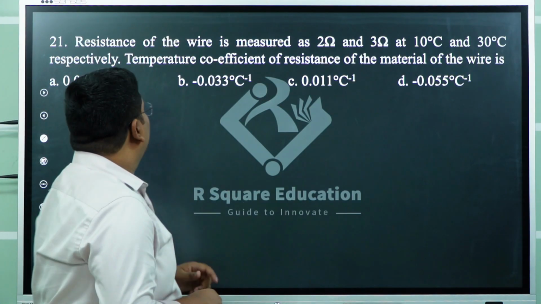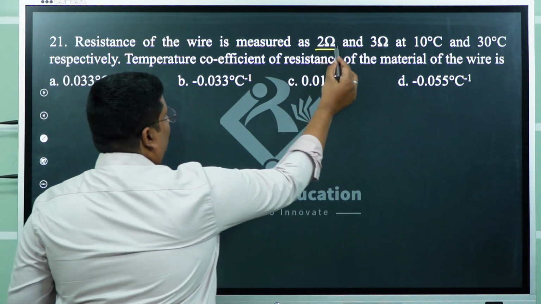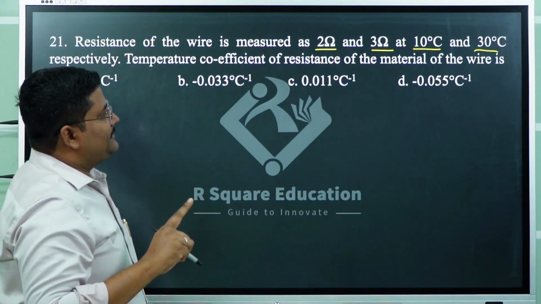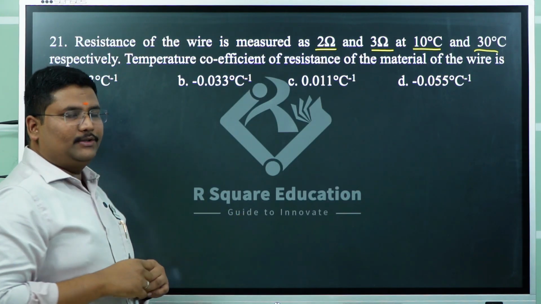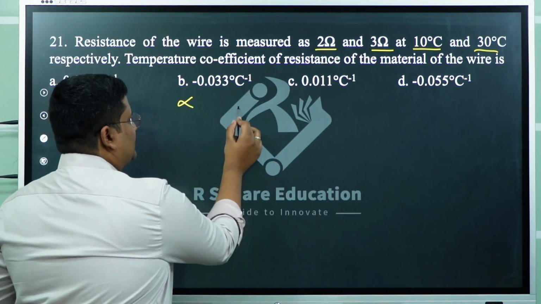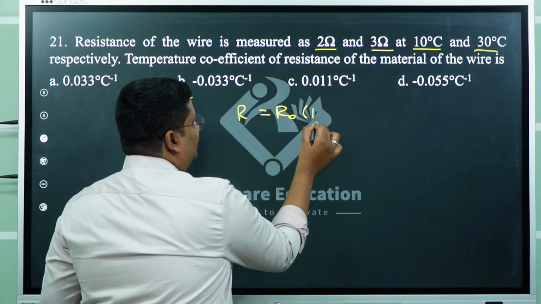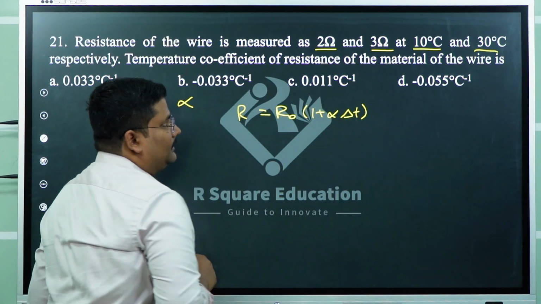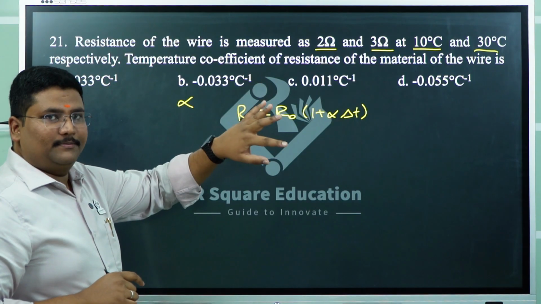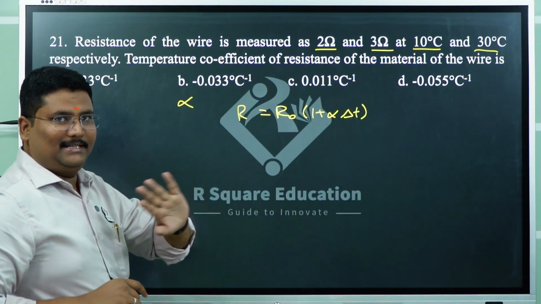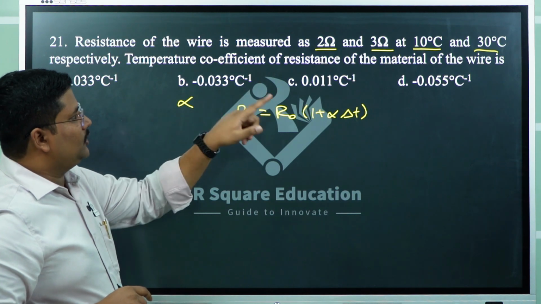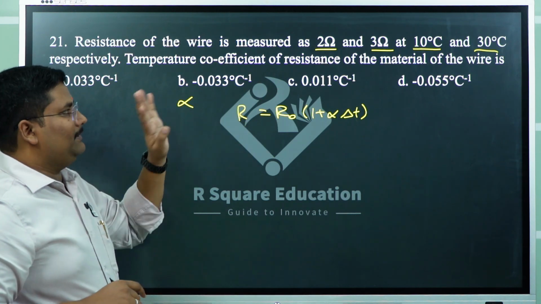See this question. Resistance of the wire is measured as 2 ohms and 3 ohms at 10 degrees Celsius and 30 degrees Celsius respectively. The temperature coefficient of resistance of the material of the wire is... So they are asking for alpha. We know pretty well R is equal to R naught into 1 plus alpha into delta T. They have given you two resistances, which means they are changing the temperature alone, not the material. So for 2 ohms it is 10 degrees Celsius and for 3 ohms it is 30 degrees Celsius, and they are asking us to find the temperature coefficient of resistance.